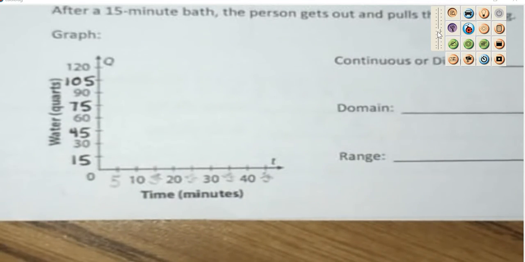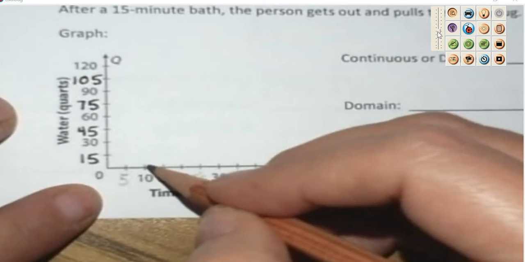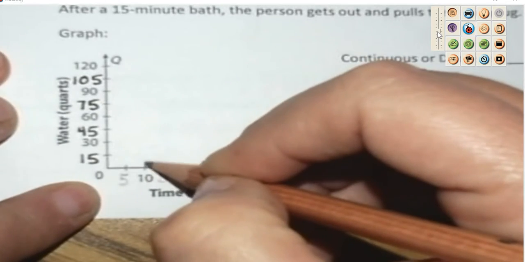Okay, it said after 10 minutes, there's 75 quarts. So go to 10 minutes, go to 75 quarts, and put a dot. 10 minutes, 75 quarts, put a dot.